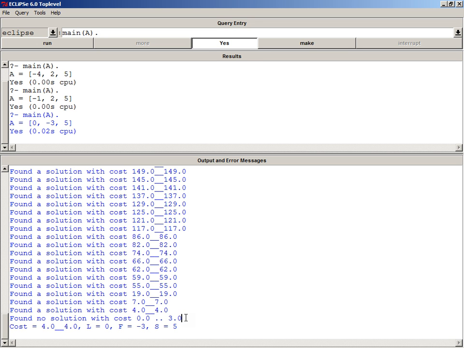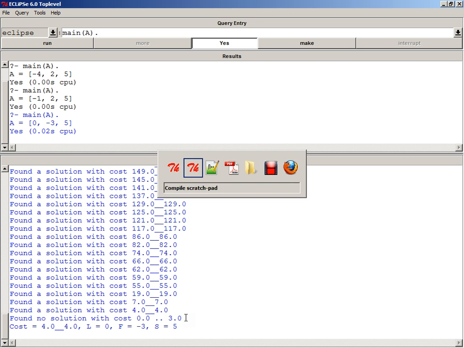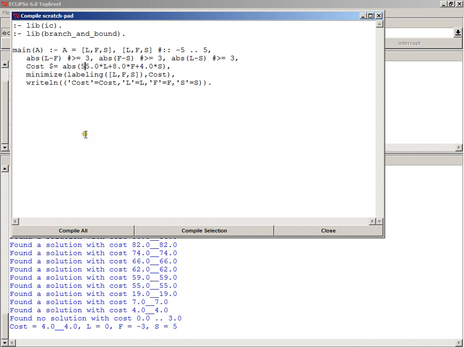So again, we have a very neat language feature, right? It comes from this library, and all we have to do is, previously we would have just the labeling, now we have minimize over the labeling for a specific quantity, which is cost in this case. Is this clear?